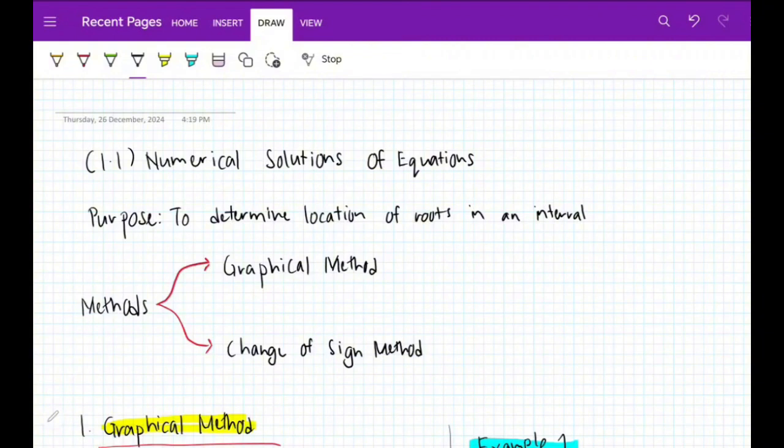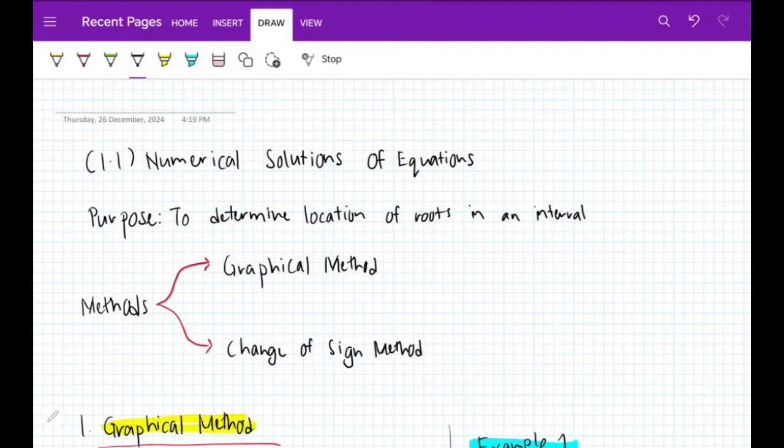Let me just give a brief introduction of myself. I will be teaching topics and subjects based on the Malaysian Matriculation syllabus. For today, I'm starting off with Maths Chapter 1, Numerical Solutions. For this video, I will be focusing on 1.1, which is on numerical solutions of equations.